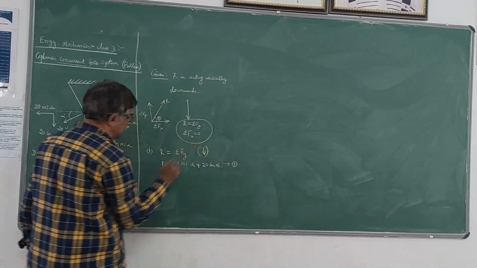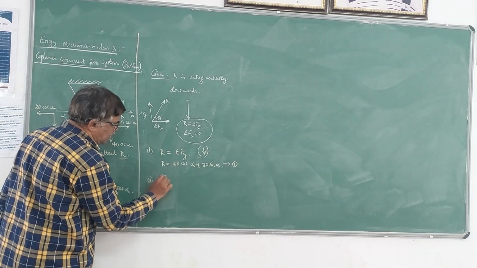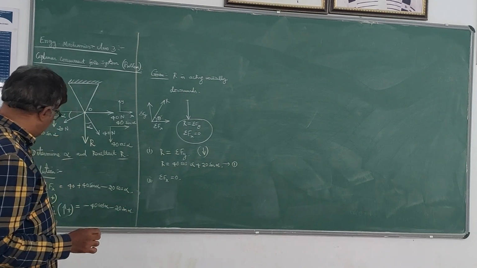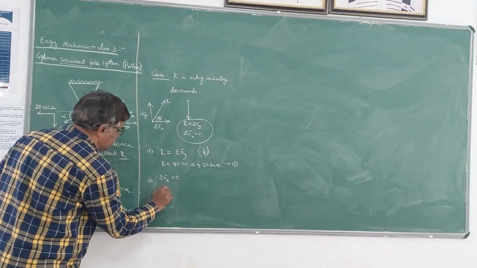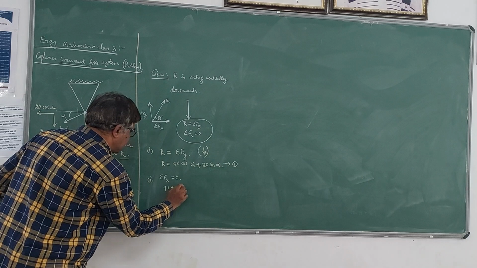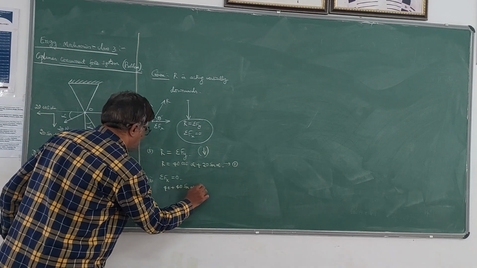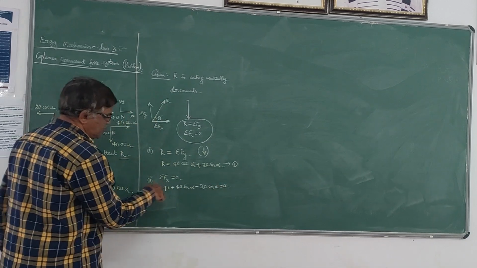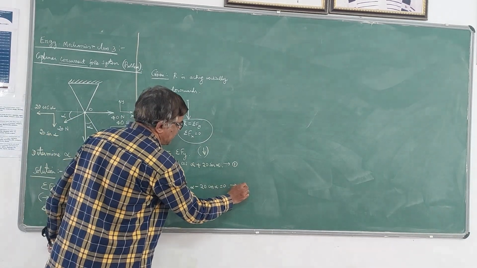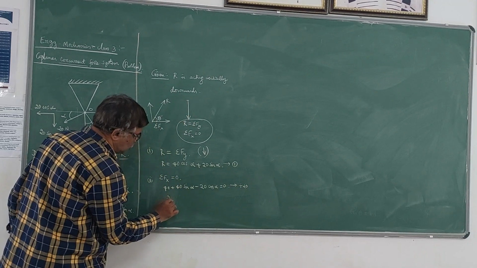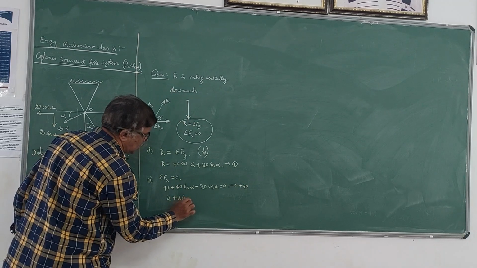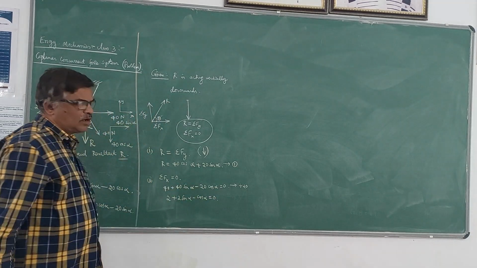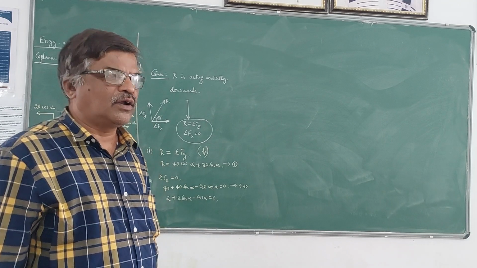Now if I use the second condition, sigma Fx is equal to 0. Sigma Fx, what we got here, is 40 plus 40 sin alpha minus 20 cos alpha. This should be equal to 0. Now if you simplify this, dividing throughout by 20, you will get 2 plus 2 sin alpha minus cos alpha is equal to 0. Now this is a trigonometric equation in sin and cos.